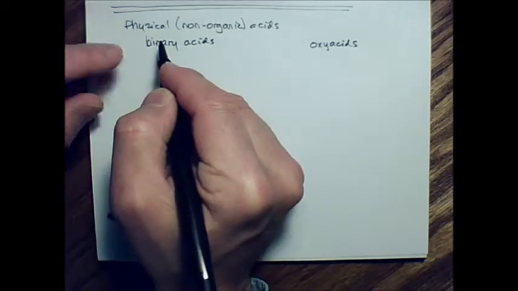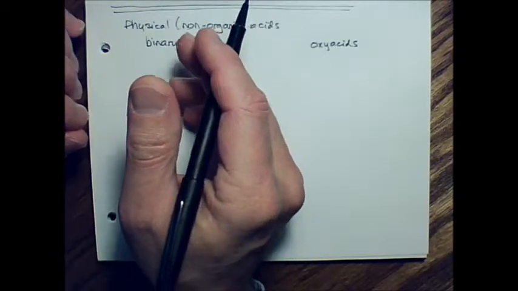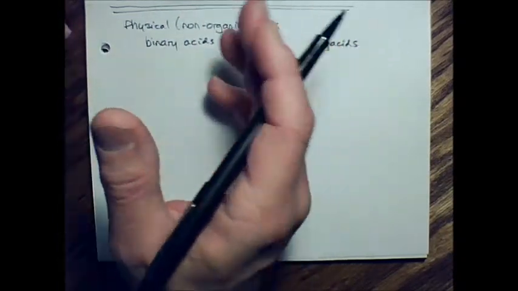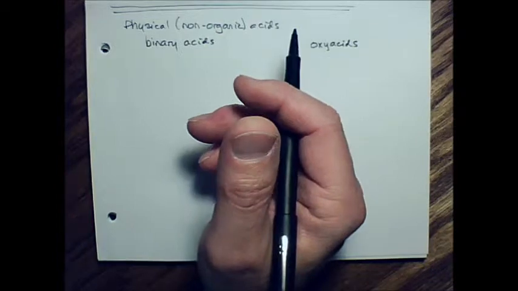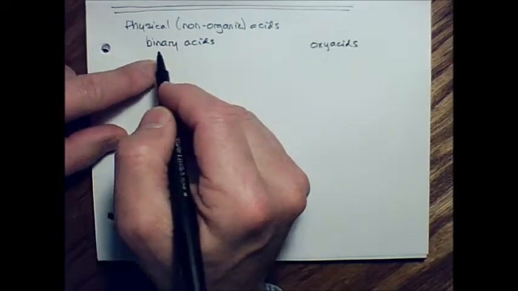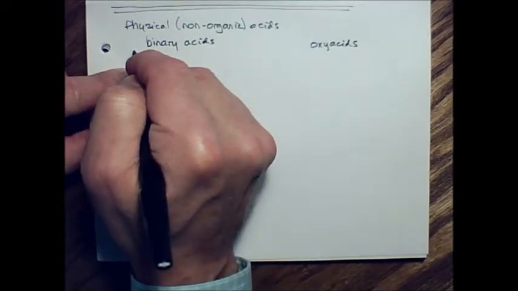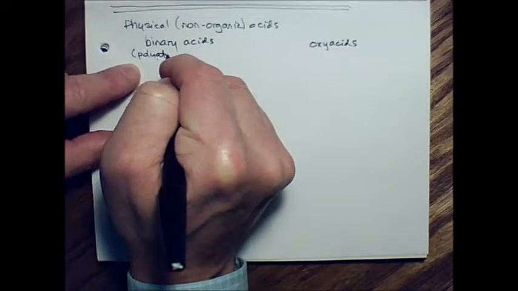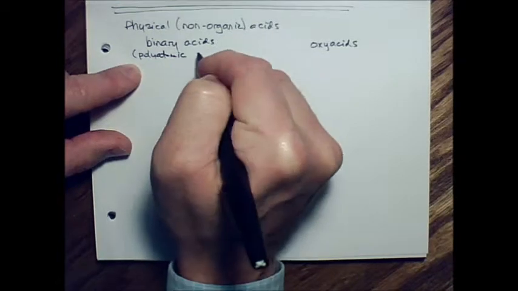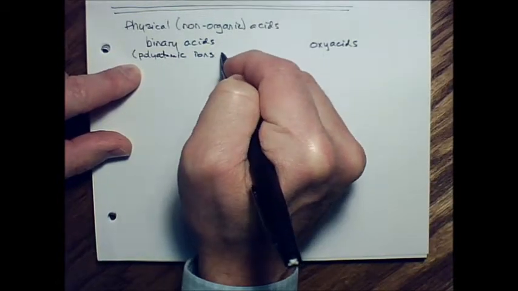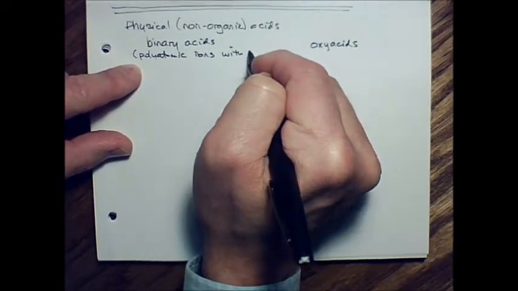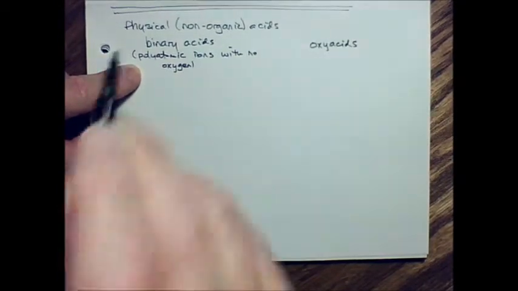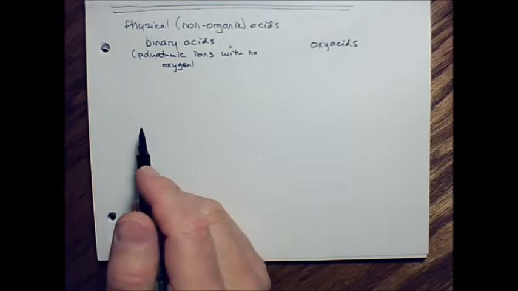Now, there are some, I guess, rare in a sense, but they're not rare in the sense they're out there. They're common in the sense there's a lot of it, but we don't face it very often. In binary, we also include the polyatomic ions with no oxygen. Okay, so this naming system applies to those polyatomic ions that have no oxygen.